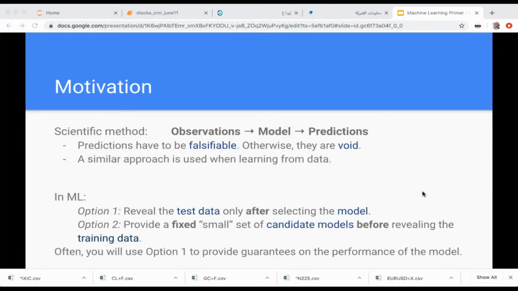Okay. However, Dr. Ibrahim, yes. Can you go back and explain why predictions have to be falsifiable, otherwise they are void? I don't think they got that one.